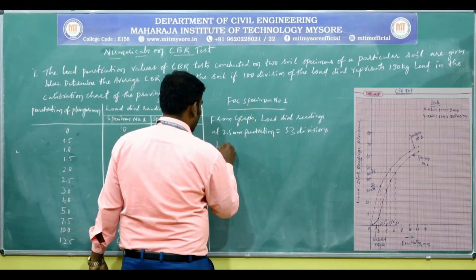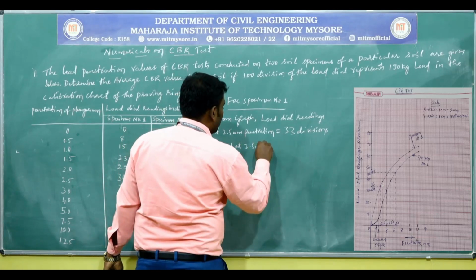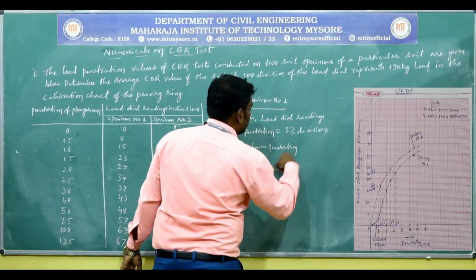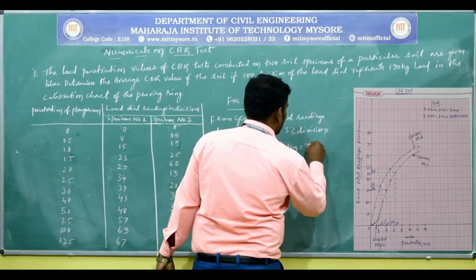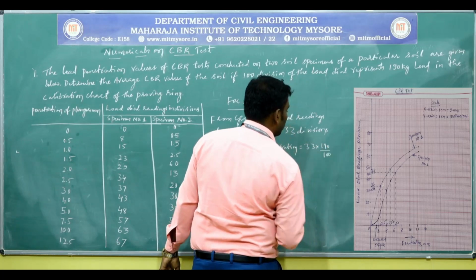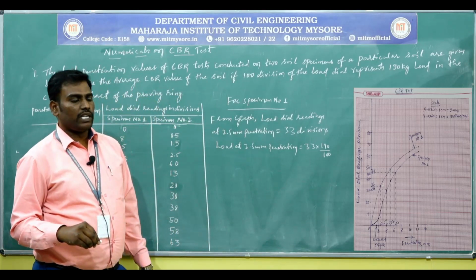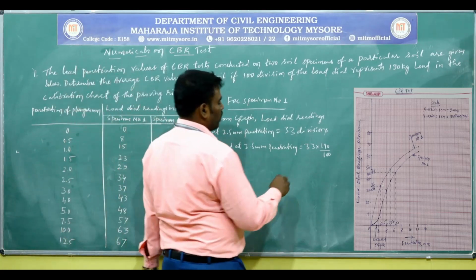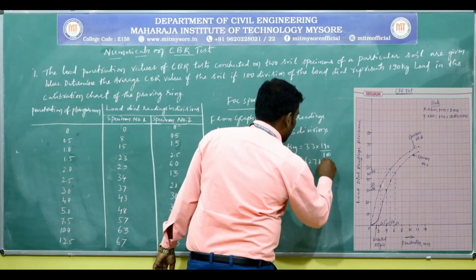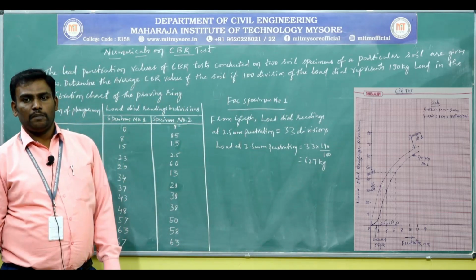Means, load at 2.5 mm penetration is equal to 33 multiplied by 190 divided by 100. This gives about 62.7 kg.